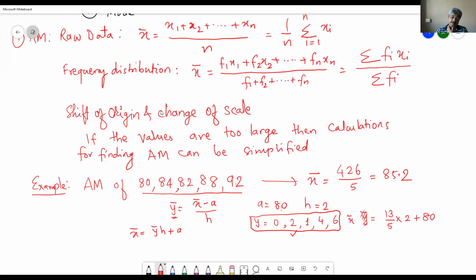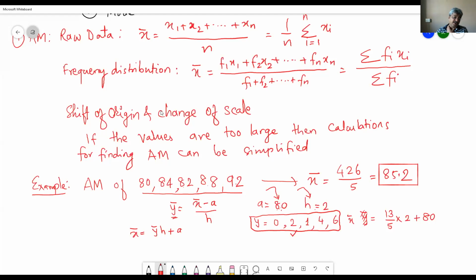So instead of adding all of them and dividing by 5 and getting 85.2, because they are only 5 numbers right now, this is also very simple. But if these numbers are say 1000 or more, then by looking at these, you can find out what should be the value of A and H you should take. It is a shift of origin, so you are reducing the burden of calculation.